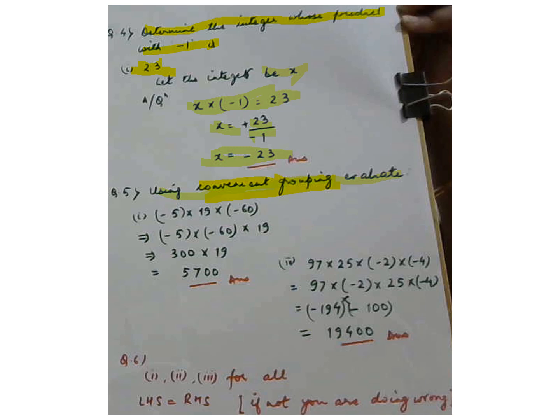First part, minus 5 into 19 into minus 16, minus 5 into minus 60 into 19. This is using associative property. Minus 5 into minus 60 will be 300. Now 300 into 19 is 5700. Third part, 97 into 25 into minus 2 into minus 4. Here 97 into minus 2 into 25 into minus 4. 97 into minus 2 is minus 194. 25 into minus 4 is minus 100. And then minus 194 into minus 100 is 19,400.